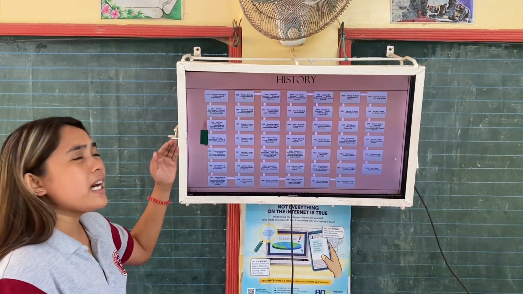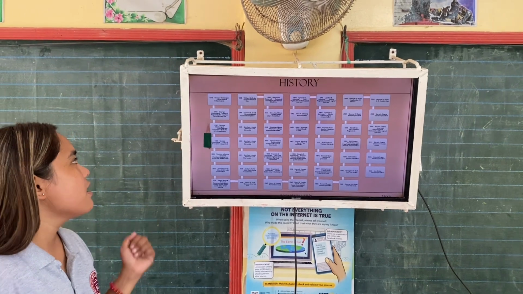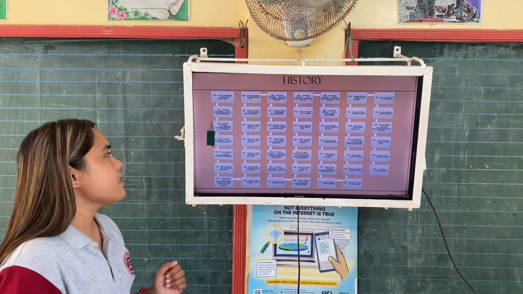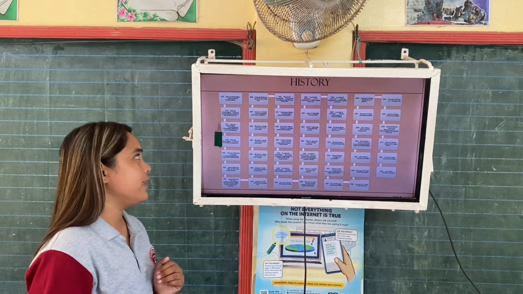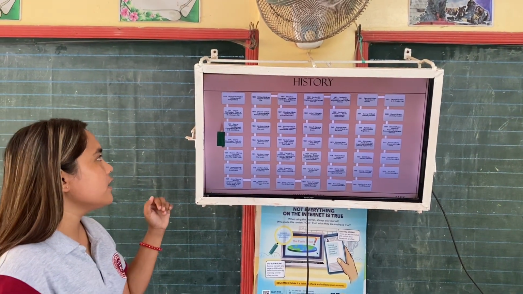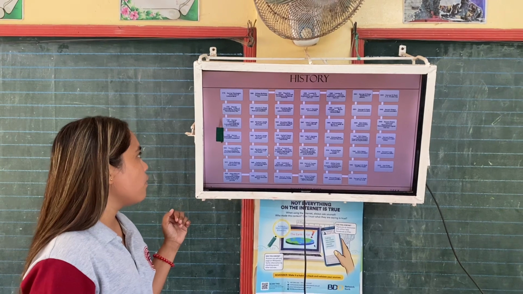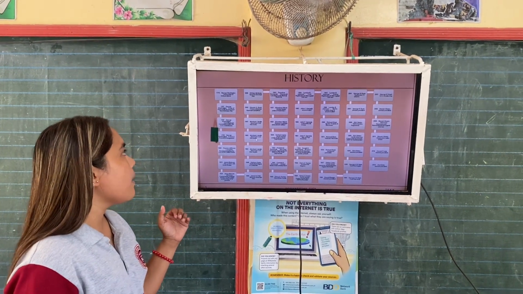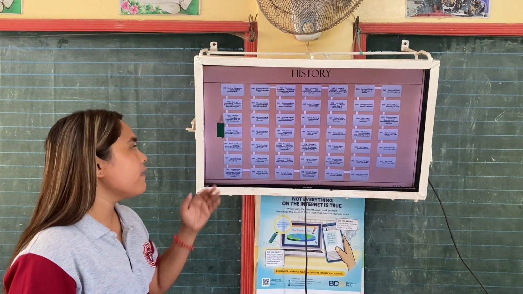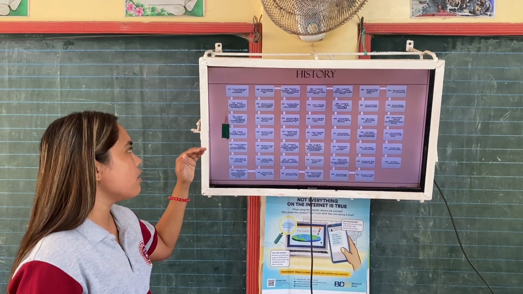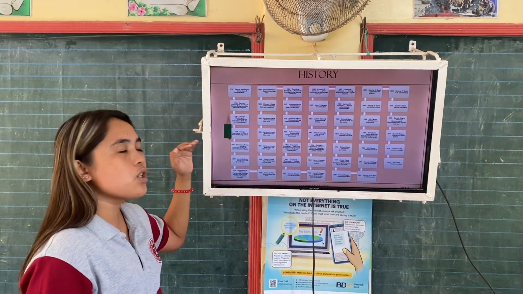So by 1776, George Washington, this is the time when the Declaration of Independence in the USA happened. But then, followed by 1783, George Washington, the Treaty of Paris ends the American Revolutionary War. 1783, the leader also was George Washington.